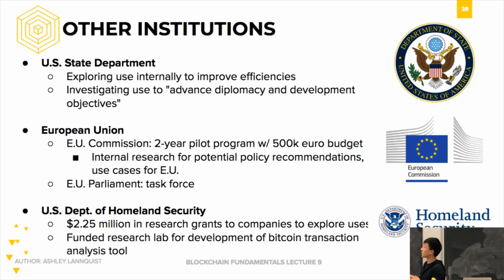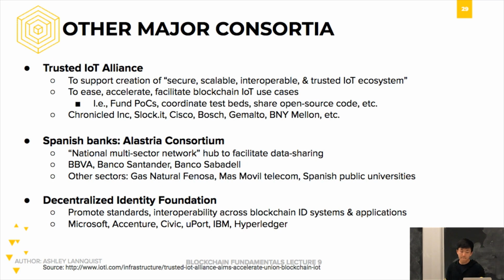Other institutions that are involved: the U.S. State Department, the European Union, and the United States Department of Homeland Security are also funneling money into research for blockchain technology. Some other major consortia include the IoT Alliance. I mentioned the IoT use case that's increasingly popular these days, so a lot of people are looking into that. There's also the Spanish Banks Consortium, as well as the Decentralized Identity Foundation, which is looking into decentralized ID instead of government-issued ID.